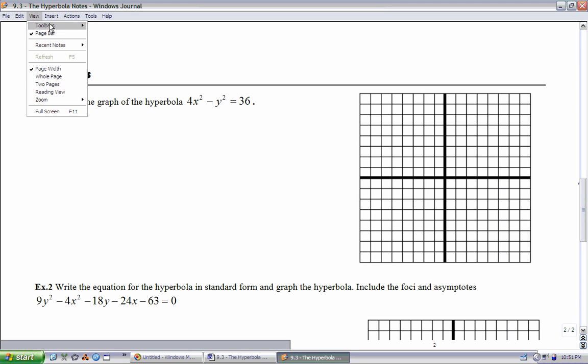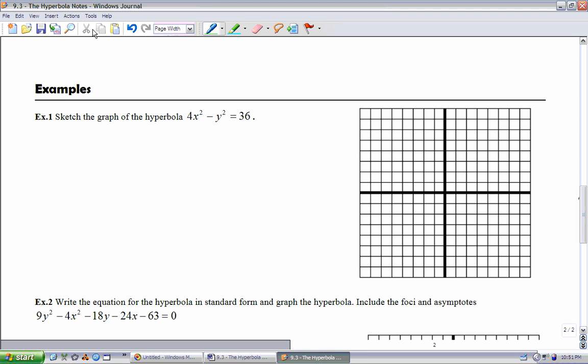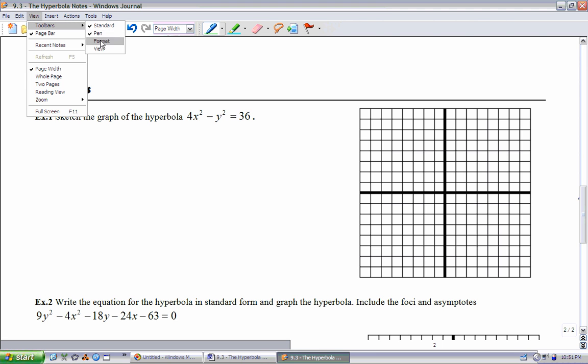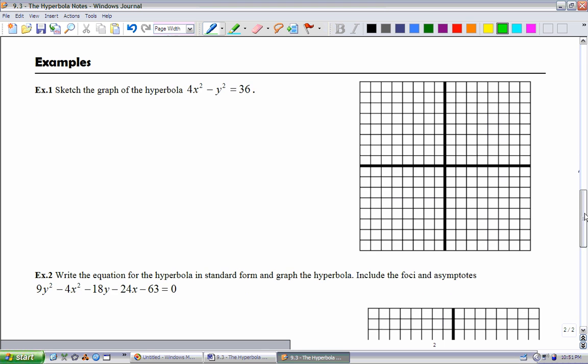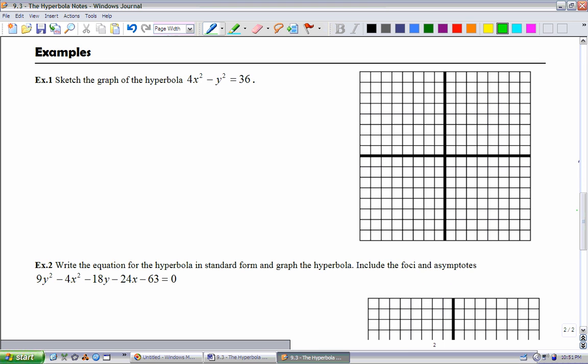Okay, we're going to start with some examples here using hyperbolas. Not too bad. You'll see we'll start off similar to how we did the ellipses. If you look, we're asked to sketch a graph of this hyperbola. It's not in its standard form. Standard form, this number would be equal to 1.